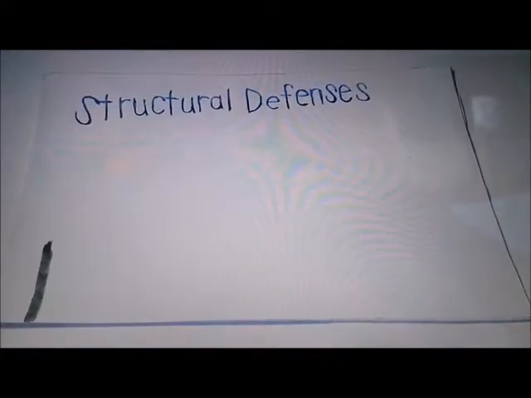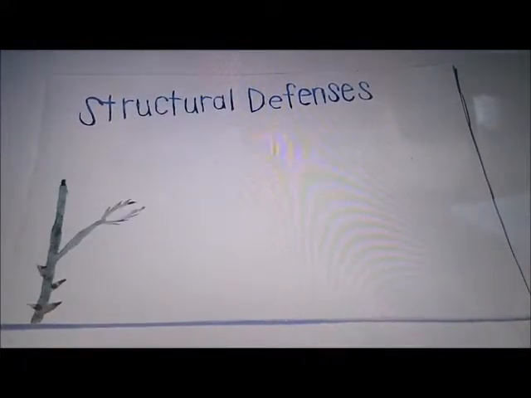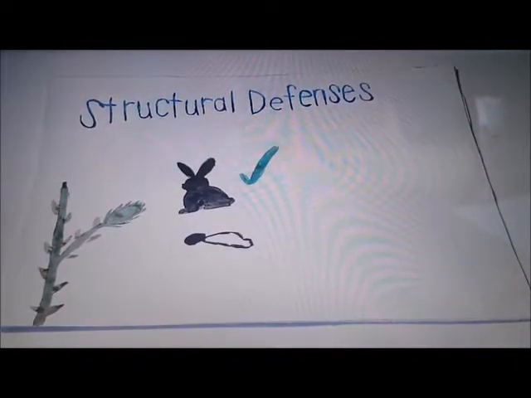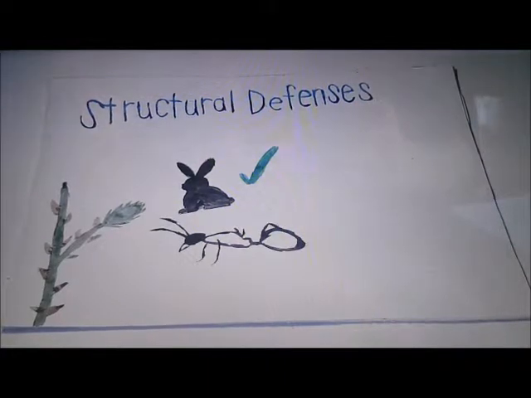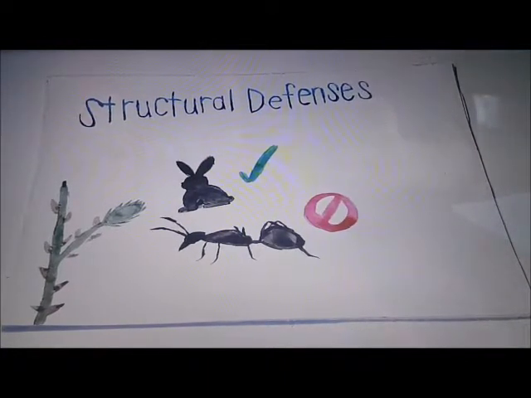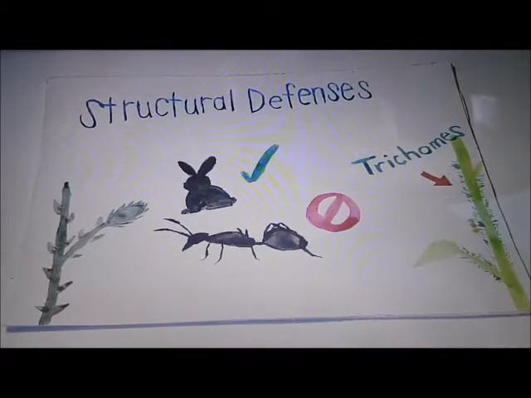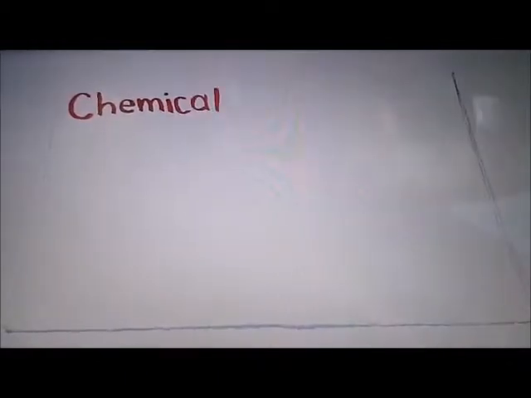Next are structural defenses. These are defenses that plants form to hurt herbivores, such as stems or leaves that have thorns or spikes. While this defense is effective against large herbivores, it is not as effective against smaller ones, such as insects. Some plants have a layer of hairs called trichomes, which prevent eggs from sticking to the plant and hinder insect movement. Alongside apparent and structural defenses, we have chemical defenses.